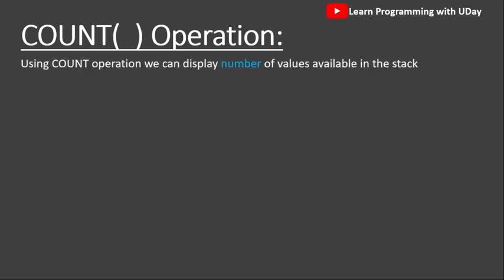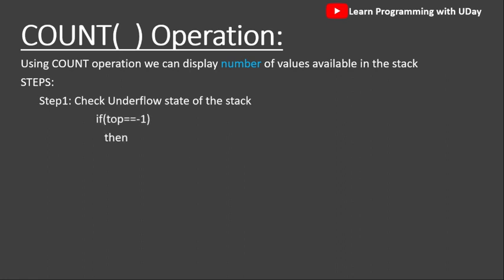And let us see how the count operation works. The count operation displays the number of values available in the stack, and we achieve this in 2 steps. First, we check for the underflow state. Underflow means the stack is empty, and in the empty state we won't be able to display the number of values in the stack. All we display is that the stack is underflow.